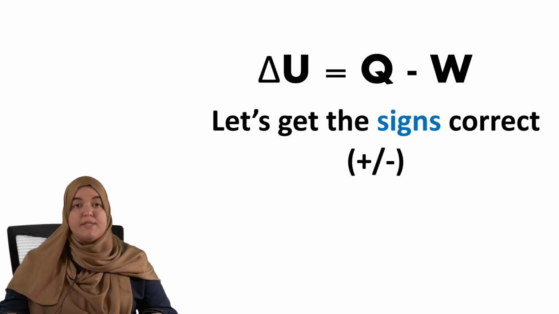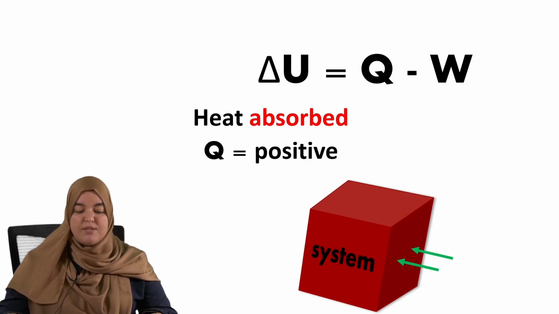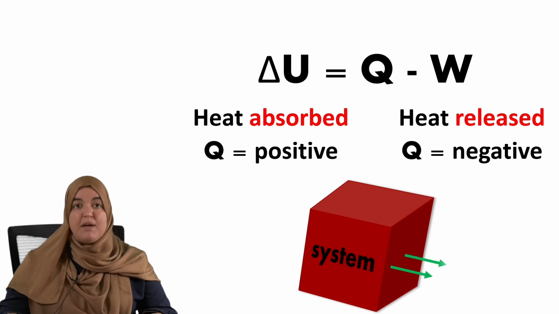We will also need to define the signs of these quantities in order to use them properly. So let's note that when heat is absorbed by the system, Q will be positive. If heat is lost by the system, Q will be negative.